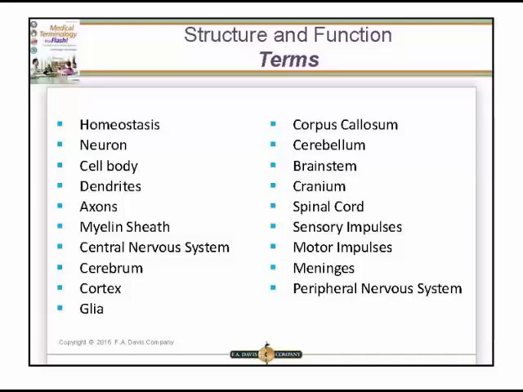The Nervous System, Chapter 5, page 107 for Medical Terminology in a Flash. Structure and function. The nervous system plays a key role in maintaining homeostasis, the state of dynamic equilibrium in the internal environment of the body.